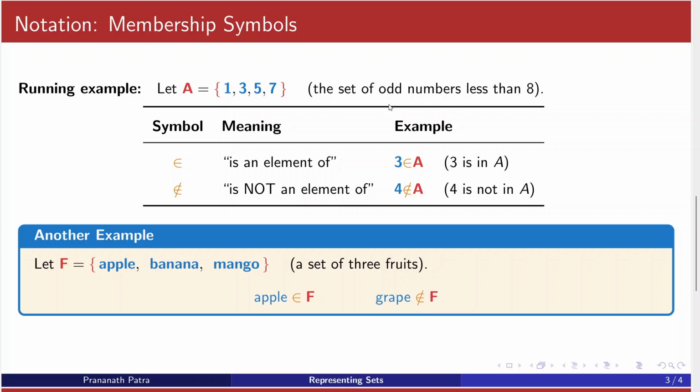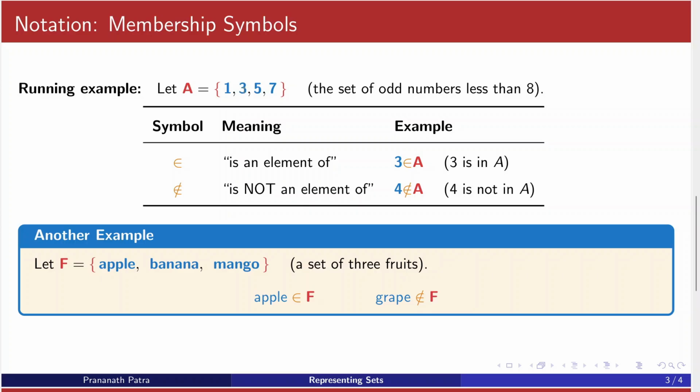Now look at the first symbol on the screen. It looks a bit like a curved lowercase letter e. This symbol means is an element of. So looking at our example, we can write the number 3 followed by this symbol followed by capital A. We read this out loud as 3 is an element of A, or simply 3 is in A. And looking at our set, we can clearly see that the number 3 is indeed right there inside it.